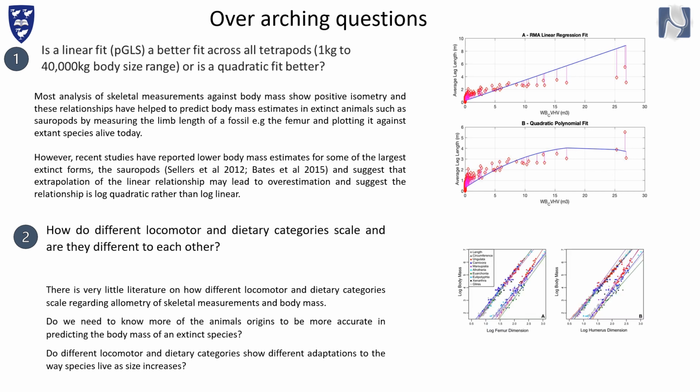The second question I wanted to look at is how do different locomotor and dietary categories scale, and are they different to each other? So there is very little literature on how different locomotor and dietary categories scale regarding allometry of skeletal measurements on body mass. Do we need to know more of the animal's origins to be more accurate in predicting the body mass of an extinct species? Or do different locomotor and dietary categories show different adaptations to the way species live as size increases?